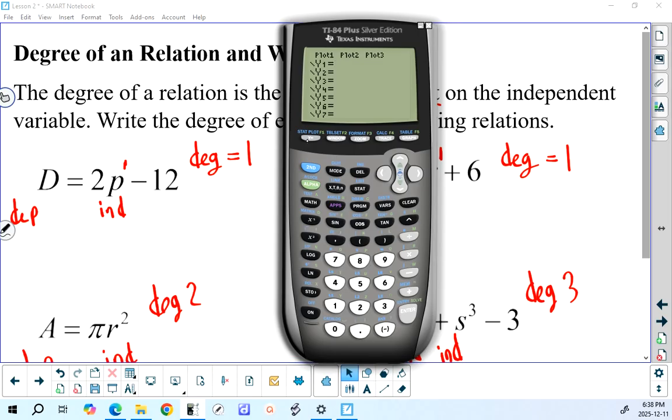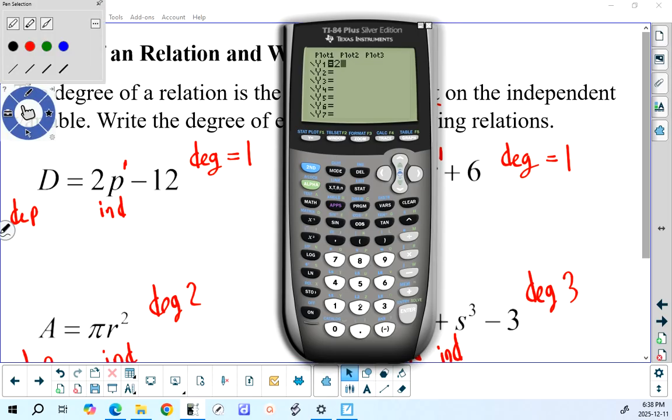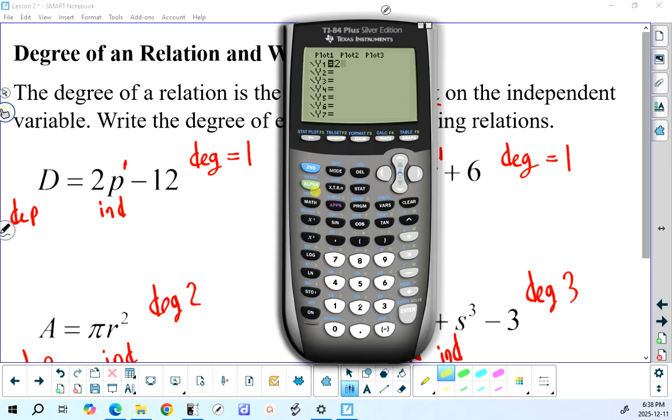So you go 2, and then you're going to hit the x key, and I'm going to highlight it on my calculator. It probably won't highlight very well, but it is right here. That is the x key. I know it says other stuff, but it's x. So what you're going to do here is go 2 and hit that key, and then we can go minus 12.